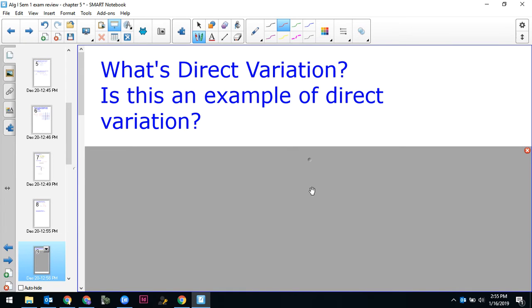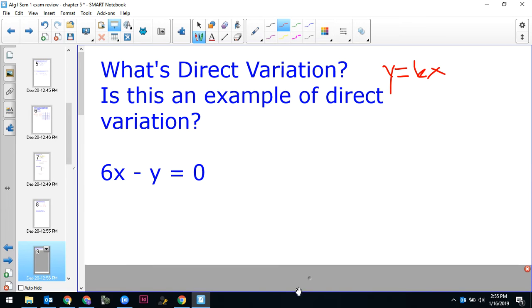Let's keep it moving. Direct variation. Remember, direct variation is the form y equals k times x. Maybe another thing you might want to write down on your note card. Is this an example of a direct variation? Well, we have to see if we solve for y, is there any addition or subtraction? Because if there's addition or subtraction, it's definitely not a direct variation.